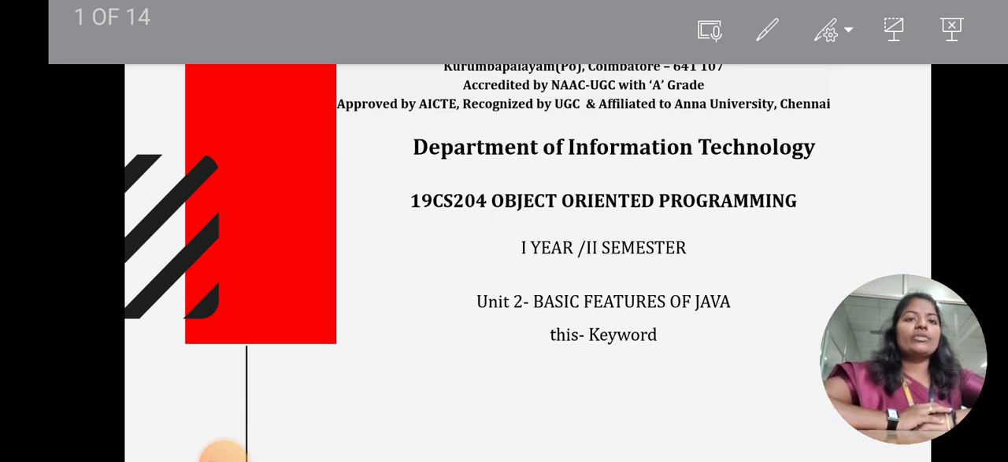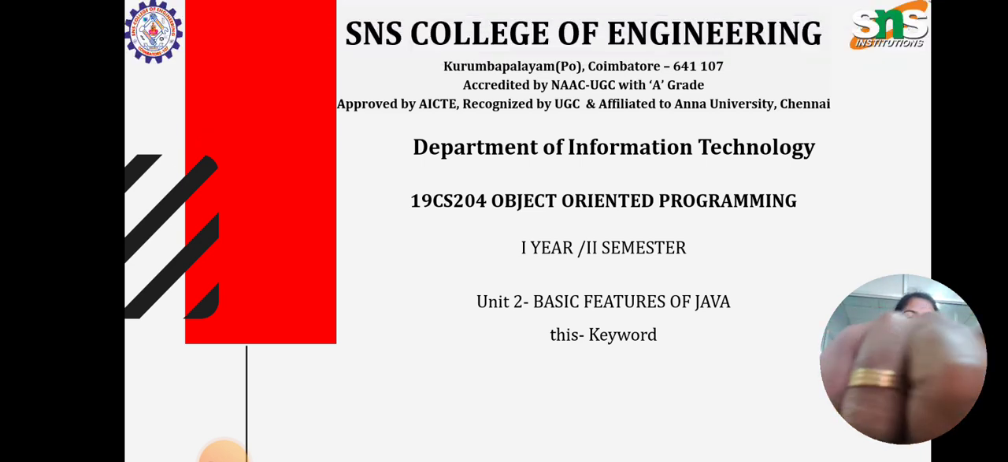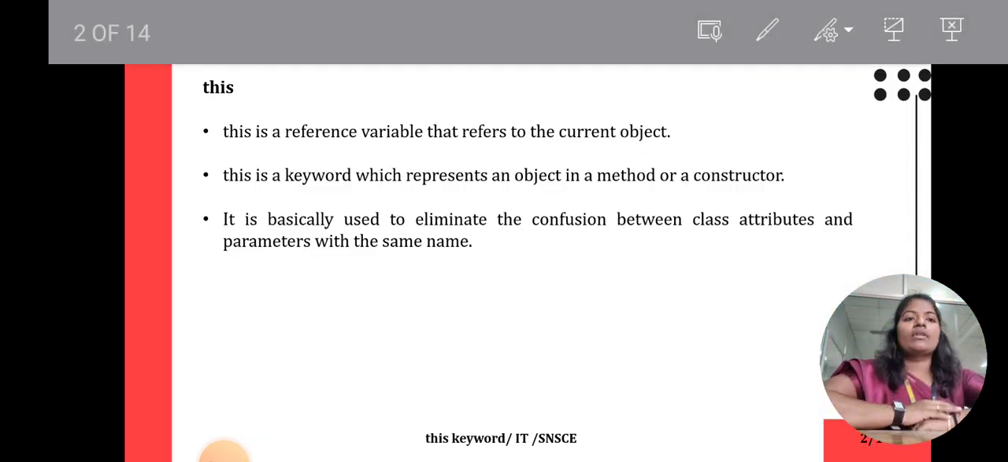Now we are going to learn about the topic: the this keyword in Java. This is a reference variable that refers to the current object. It is a keyword which represents an object in a method or a constructor. It is basically used to eliminate the confusion between the class attribute and the parameters with the same name.